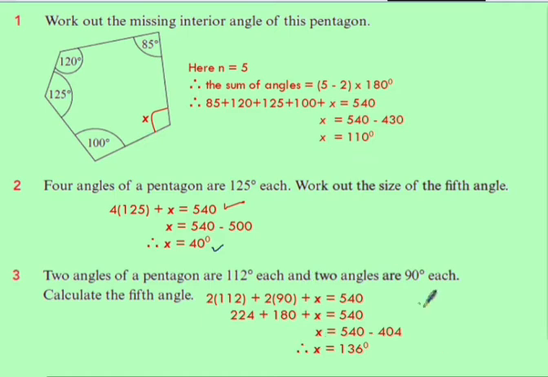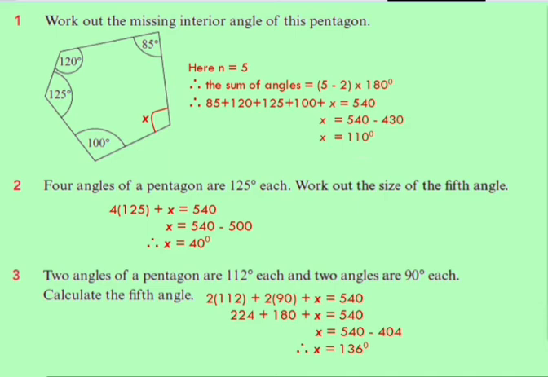Let us move to the third one. 2 angles are 112 each and 2 are 90. So either you write 112 plus 112 plus 90 plus 90 and find the fifth one. You can do it this way also. Or the short way is twice 112 and twice 90 plus x is 540. Just calculate and simplify it. You will get the answer 136.